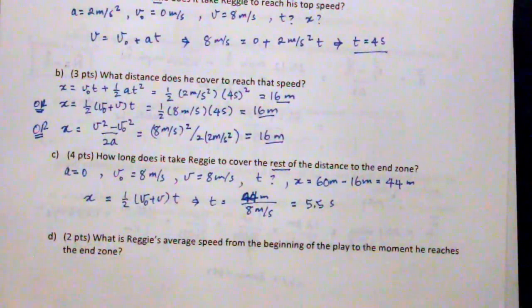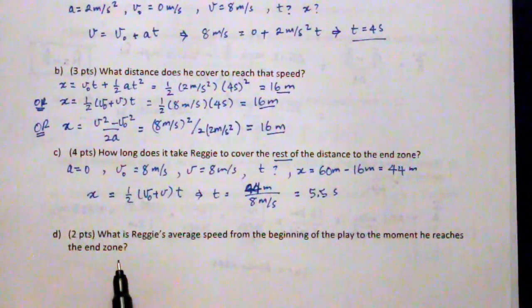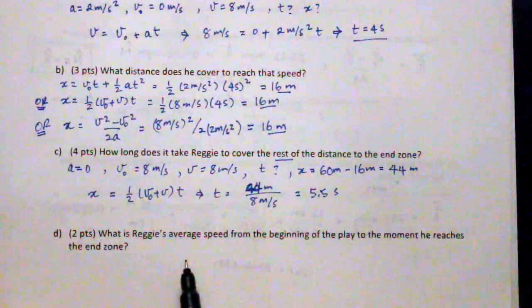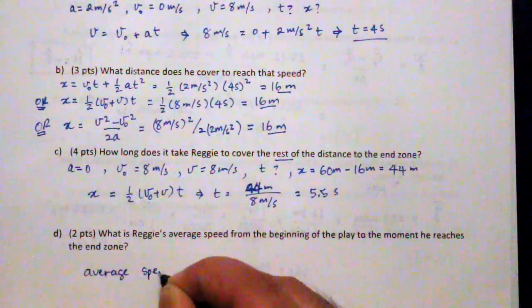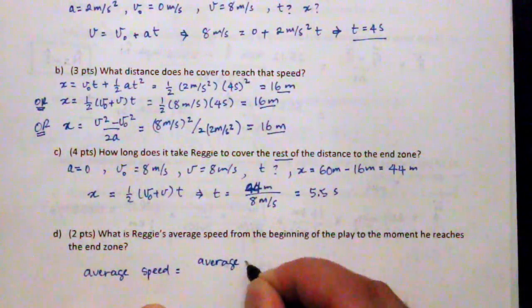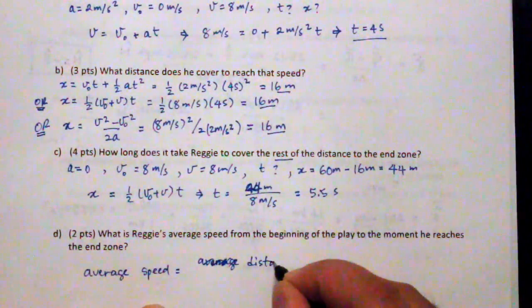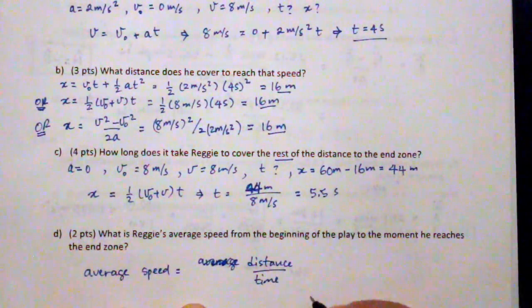And then the last part about Reggie's kinematics is asking what is Reggie's average speed from the beginning of the play to the moment he reaches the end zone. So the average speed is a scalar that has to do with the scalar, which is the distance, total distance covered over total time elapsed.